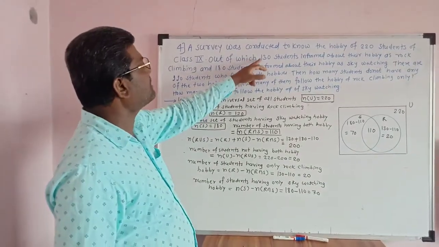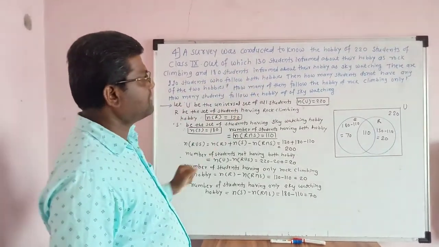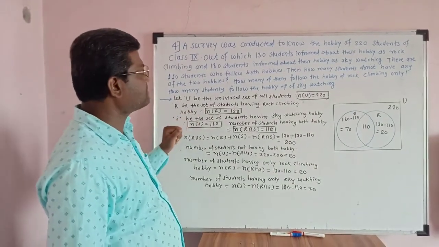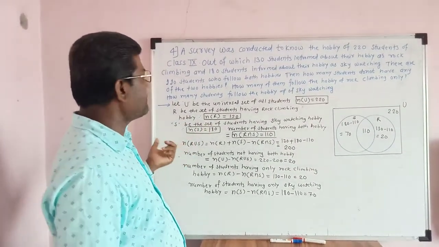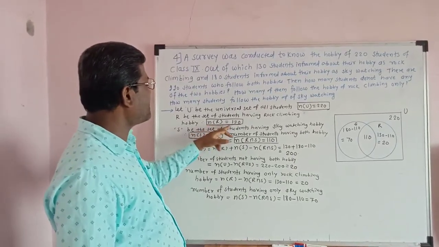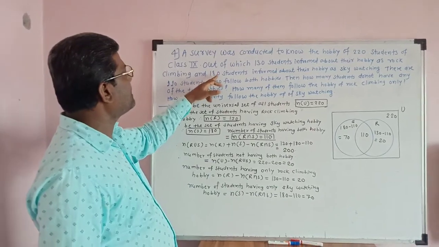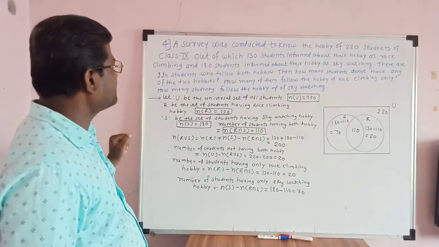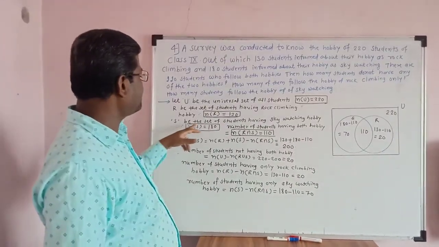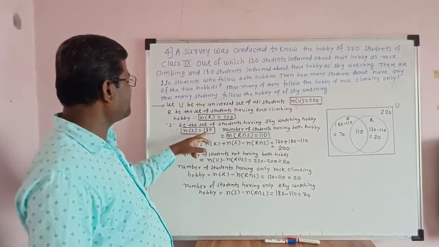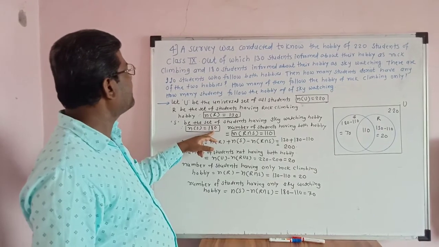And then 130 students have a rock climbing hobby. Let R be the set of students having the rock climbing hobby. Therefore n of R is equal to 130. Now 180 students have a sky watching hobby. Let S be the set of students having a sky watching hobby. Then n of S is equal to 180.